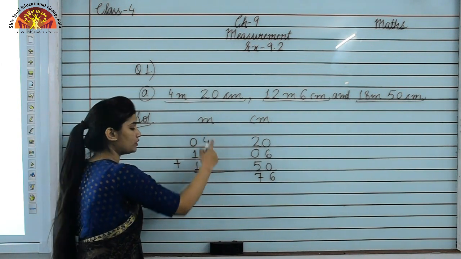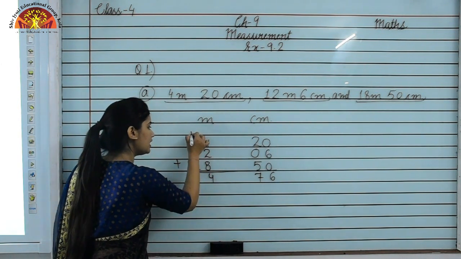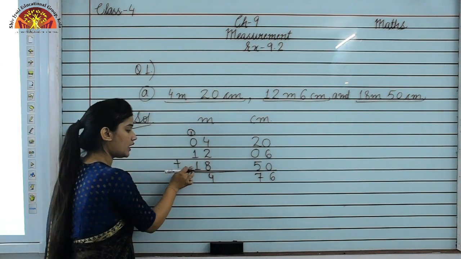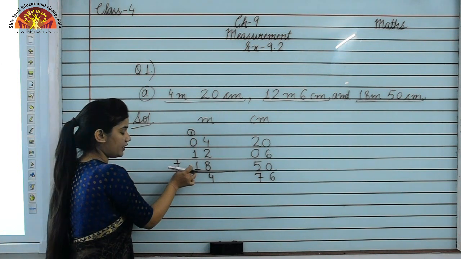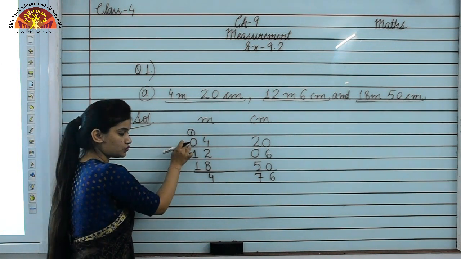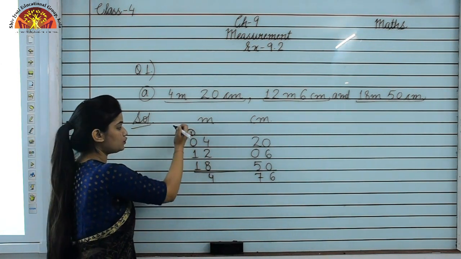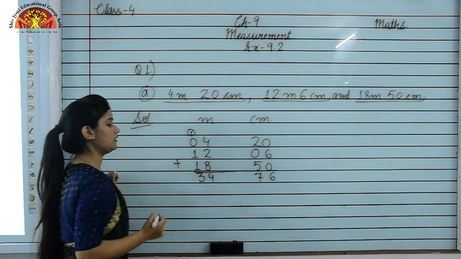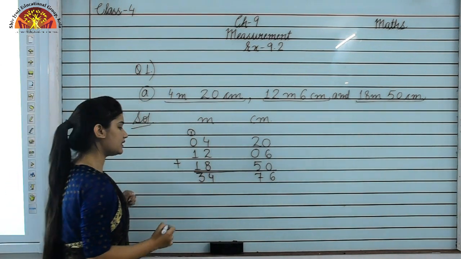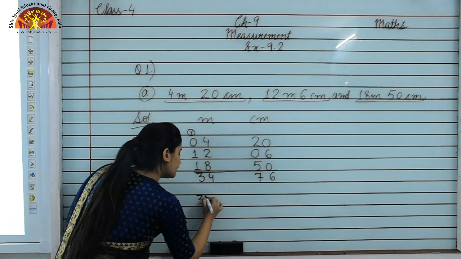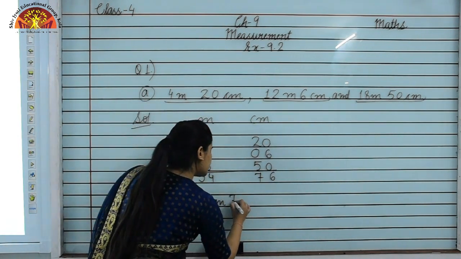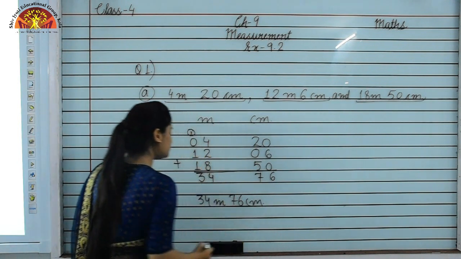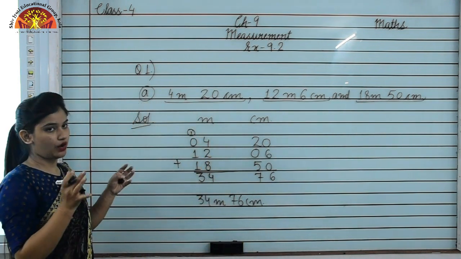10 plus 4 is 14. Carry over 1. 1 plus 1 is 2. 2 plus 0 is 0. When we add 2 to 0, we will get 2, and 2 plus 1 is 3. Okay, so what is the answer? The answer is 34 meter and 76 centimeter. Simple or not? Simply you have to add the numbers.